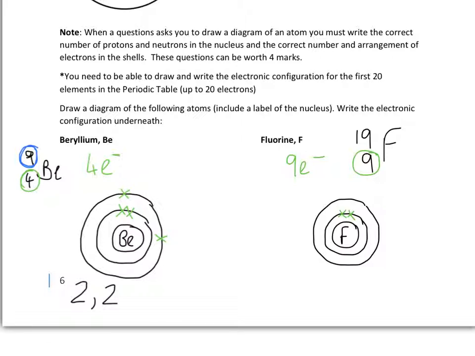So they're all going to go in the next shell. 1, 2, 3, 4, 5, 6, 7. And so the written form of our electronic configuration is 2, 7. So that's what your electronic structure should look like for fluorine. So make sure you check that that's right.